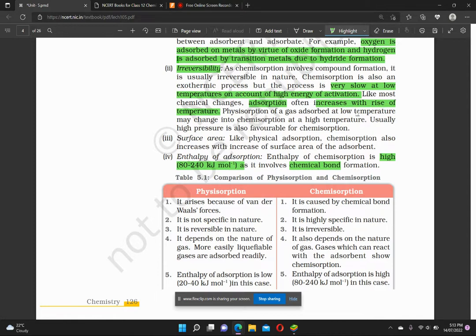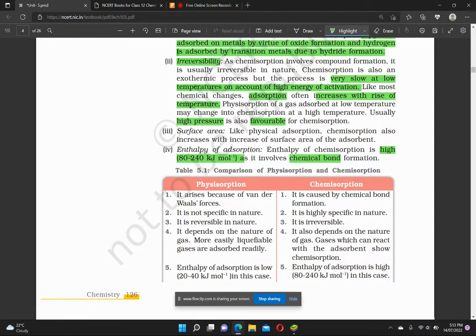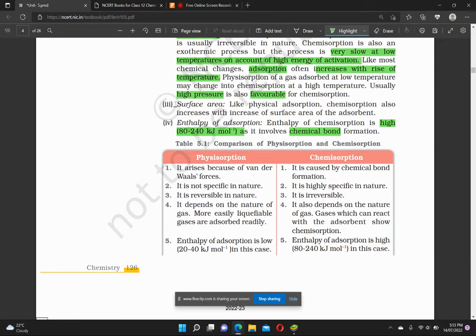And usually, high pressure is also favorable for chemisorption. That's it. No need to underline that, because we are studying chemisorption already. However much you highlight, just highlight the important words, it will be easy. And surface area, it's the same as physical adsorption. Chemisorption also increases with increase of surface area, so no need to underline.